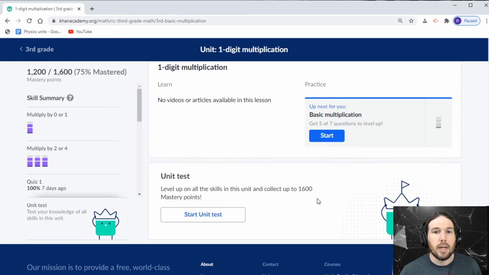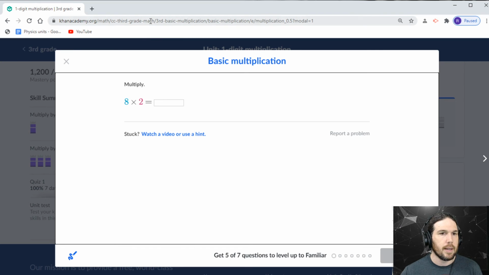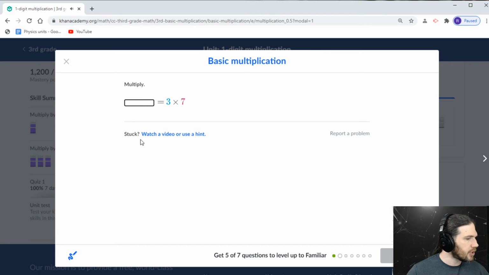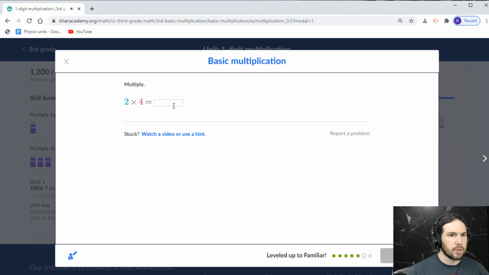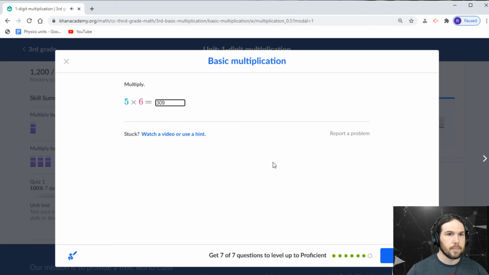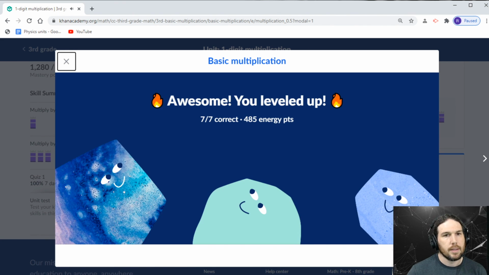1-digit multiplication, so this is going to be a catch-all basic multiplication of all 1-digit numbers. Let's do it. 8 times 2 is 16. Let's see how fast I can do this. 3 times 7 is 21. 4 times 7 is 28. 10 times 0 is 0. 1 times 7 is 7. 2 times 4 is 8. 5 times 6 is 30. Whoa, almost typoed that one. Nailed it.